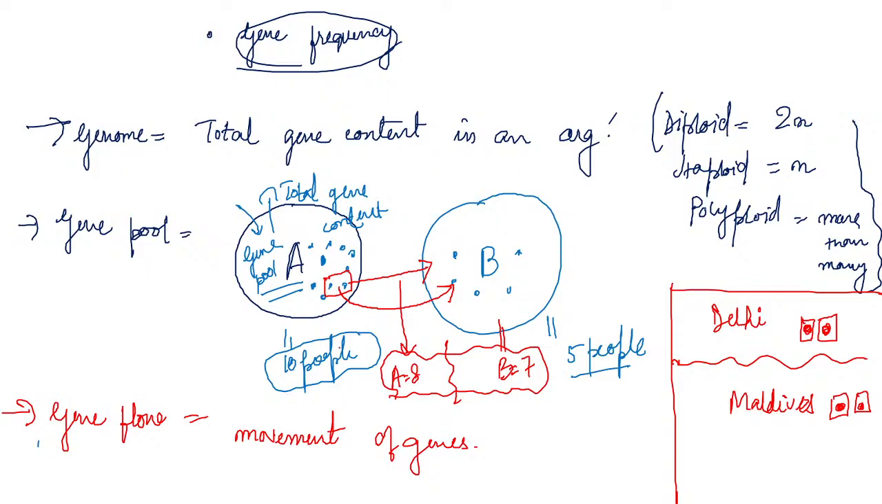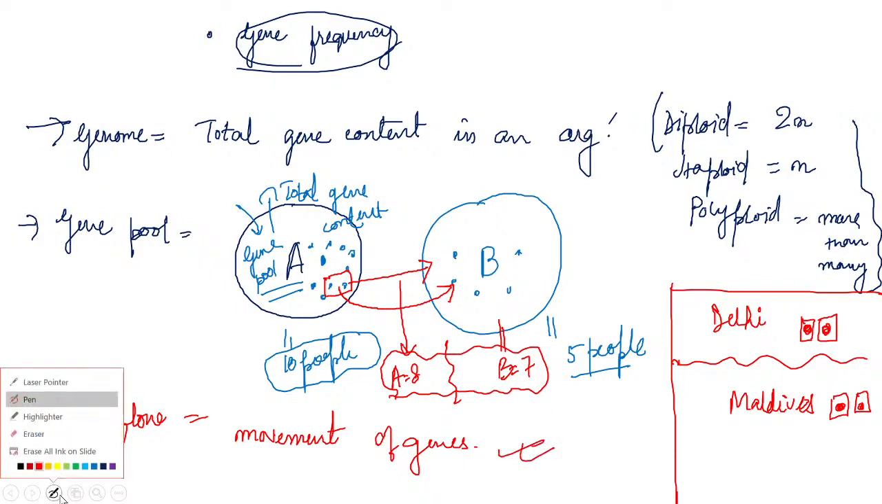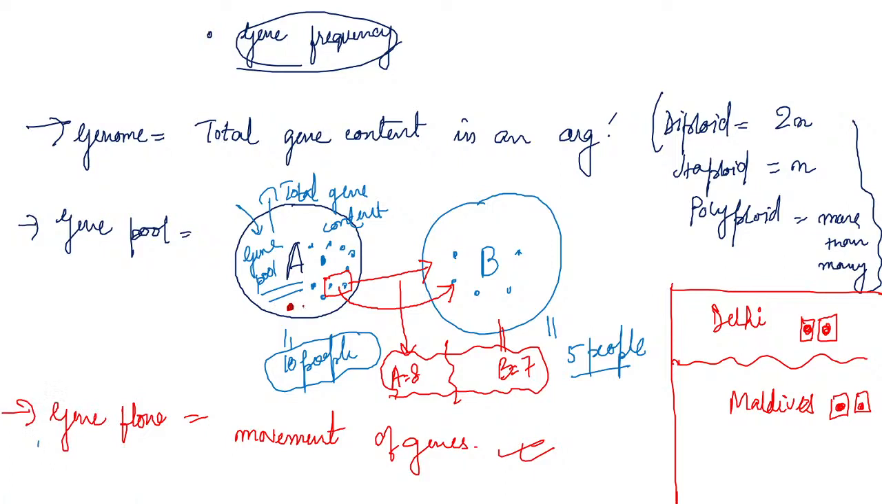There can also be random mating. If there is gene flow, there will be random mating. That is, in the population structure of A, the two people of A can migrate to B, or they can have random mating. So there can be migration, there can be random mating, there can be genetic drift.